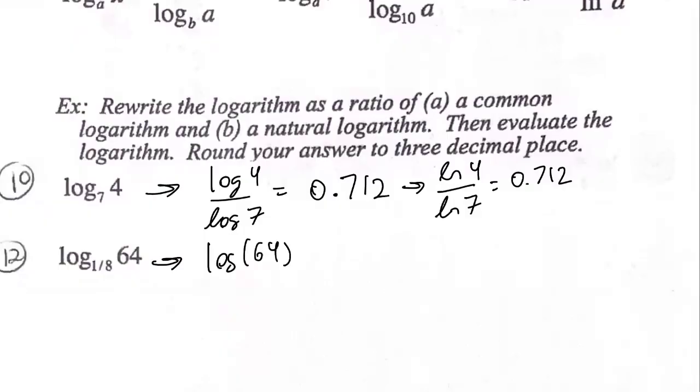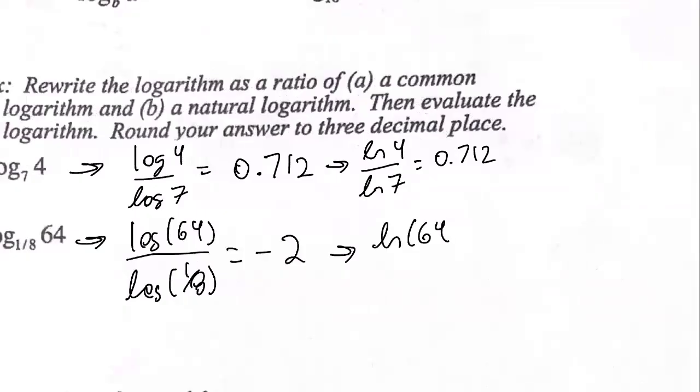Log of 64 divided by log of 1/8. And all you have to do is just use a calculator. Yeah, you're definitely gonna need a calculator for this. So for this one, you'd actually get -2. Yeah, I mean, some of these you could do by hand, but not all of them though. For natural log, ln of 64 over ln of 1/8, and that'll give you -2.